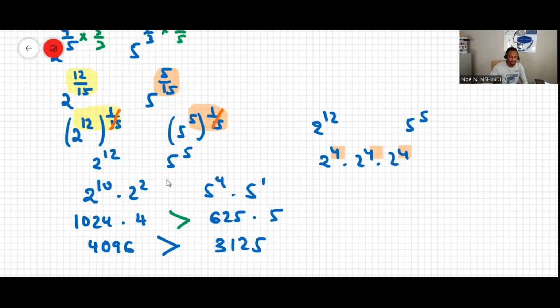Okay, so you can use small exponents, but I use 2 to the 10 because I know this is 1024. Multiply by 2 to the 2, which is 4, and then this makes 4096, which is greater than that. Okay.